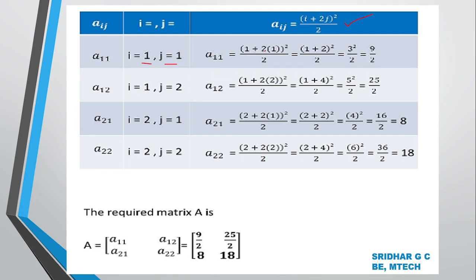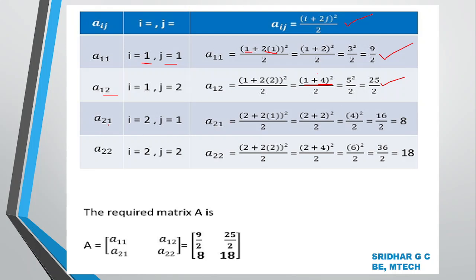Substitute here properly. First multiply 2 into 1, 2; 1 plus 1... 2, 3; 3 whole square. Okay, don't get confused. Use the brackets properly while solving the equations. So 3 square by 2 equals 9 by 2. Next, in the same way substitute 1 and 2. Here 2 plus 2 into 2, 4; 4 plus 1. Here you can see in this equation 4 plus 1, 5 square is 25 by 2.